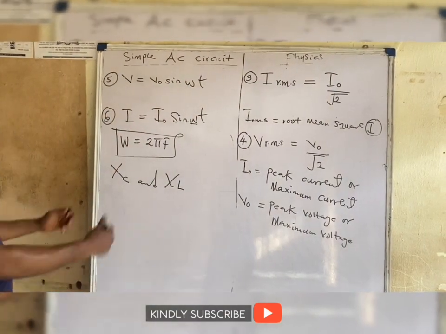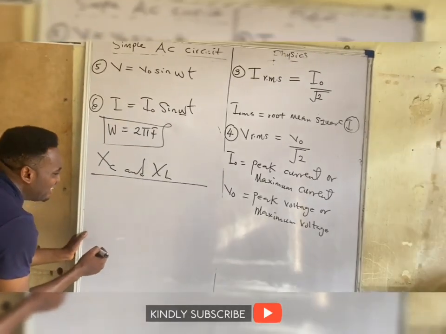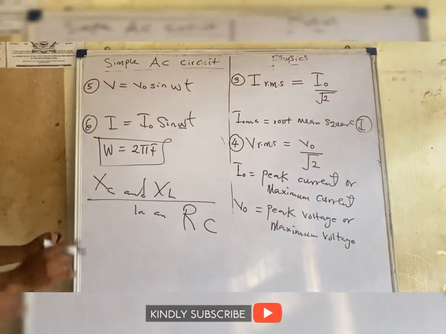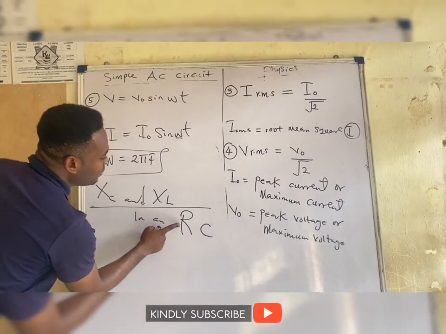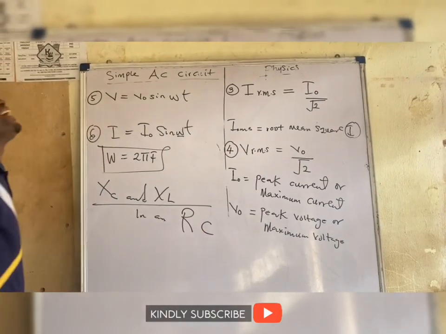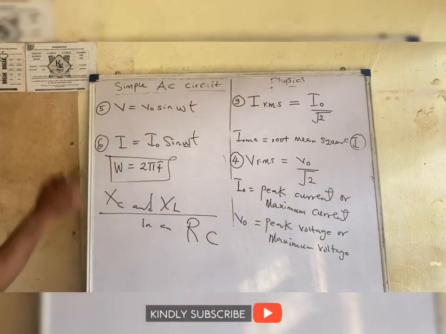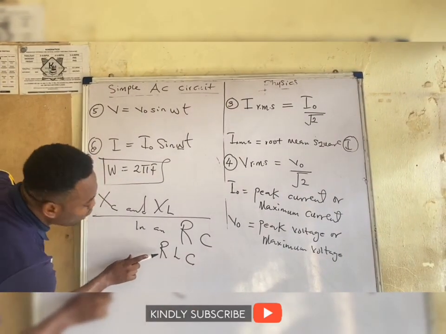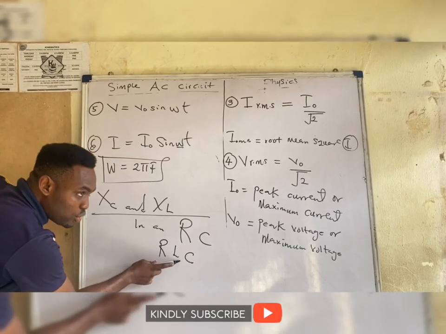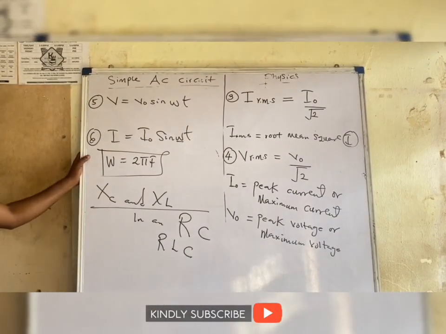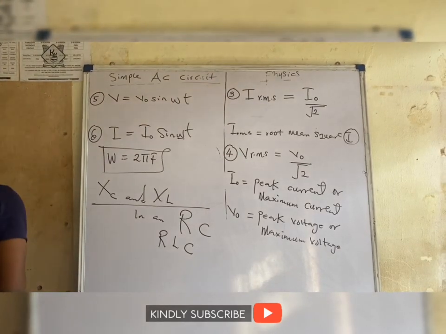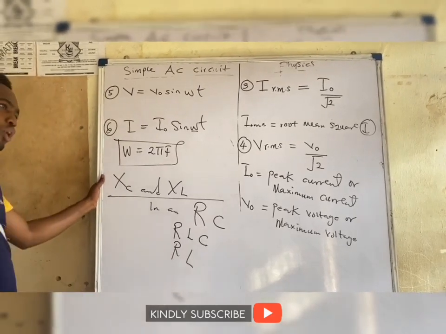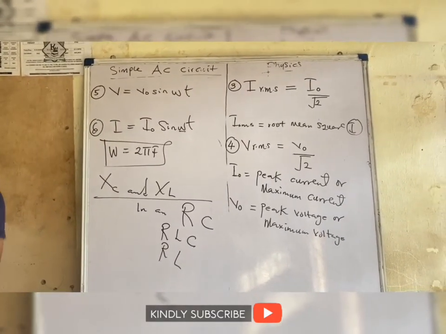Now, an examiner can tell us it is an RC circuit. What will it mean? It will mean that the circuit contains only external resistor and capacitor. What if the examiner says RLC circuit? It then means that this circuit contains resistor, inductor, and capacitor. Now, depending on what we are given, you can also say RL, means that it contains only resistor and inductor.